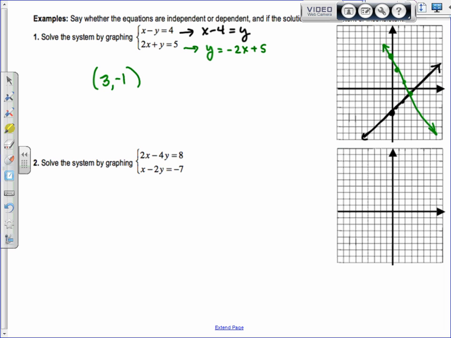All right, and if you check quickly, it does work in both of them. So 3 minus a -1 gives you 4. 6 minus 1 gives you 5, right? All right, so that's your solution. Okay, so now we decide. So there is an answer, so it's consistent.